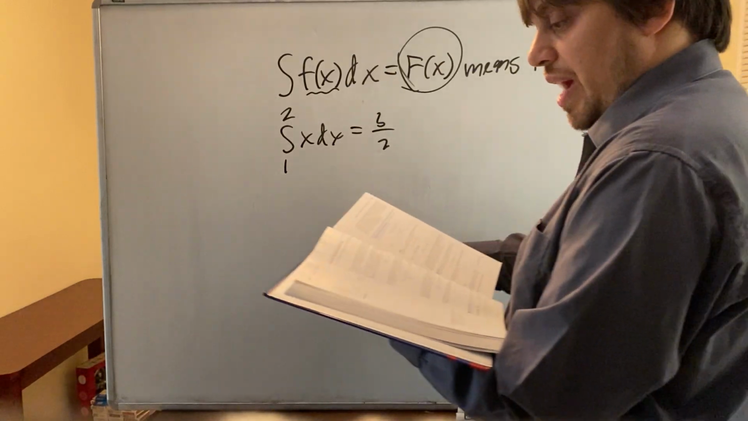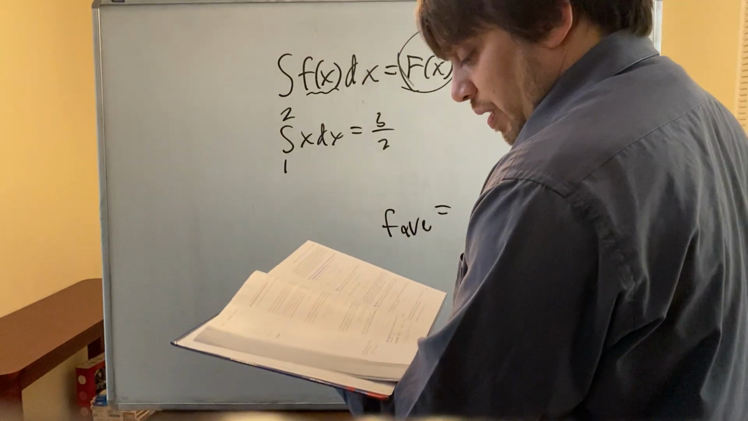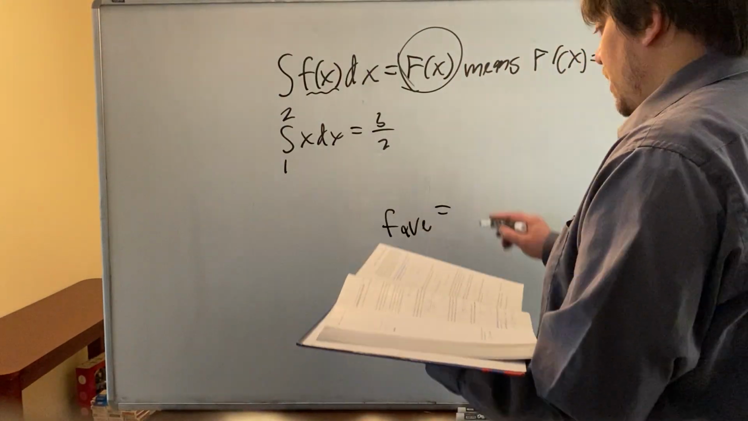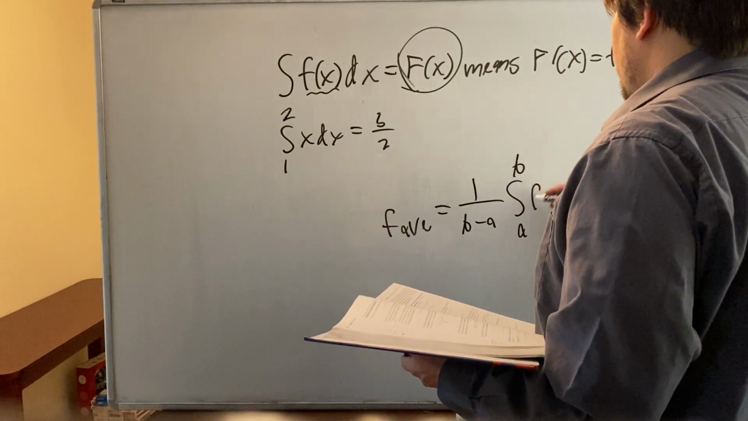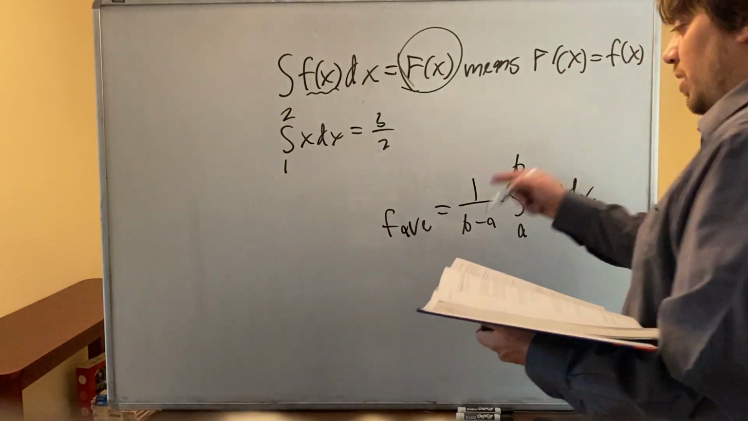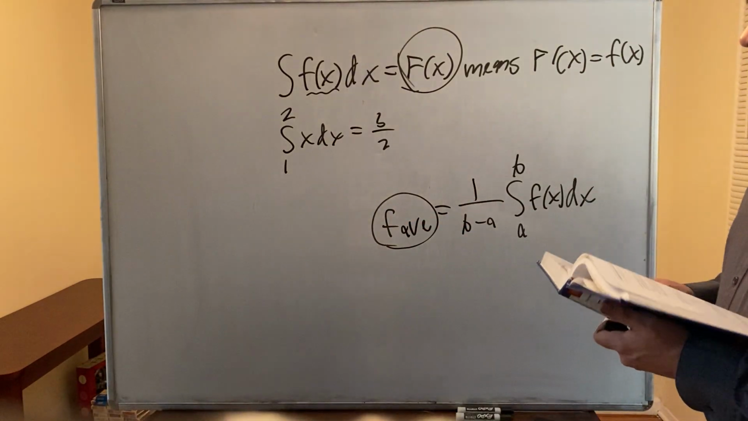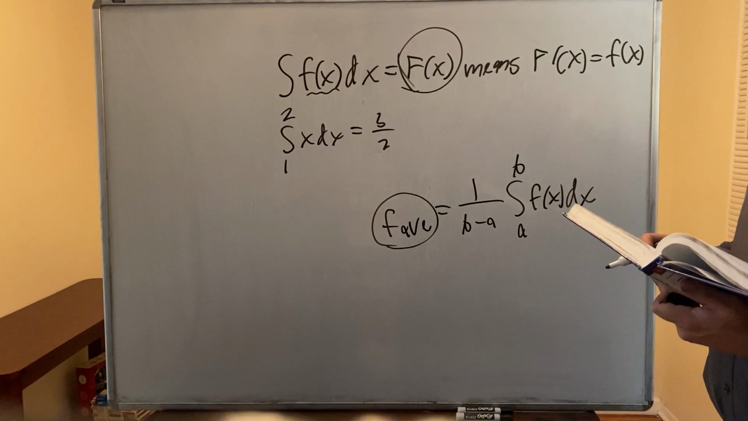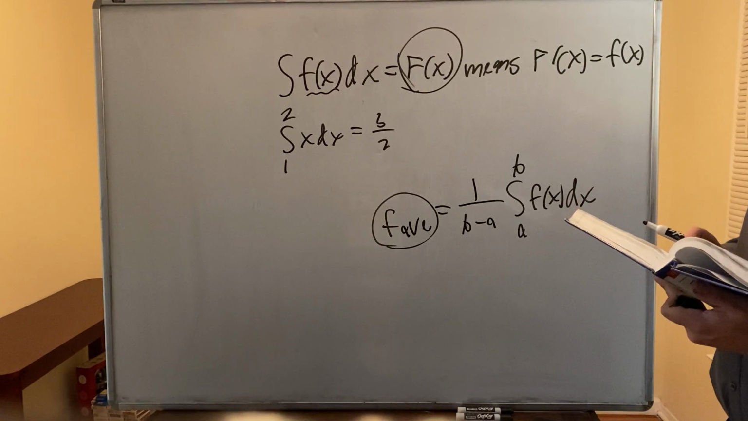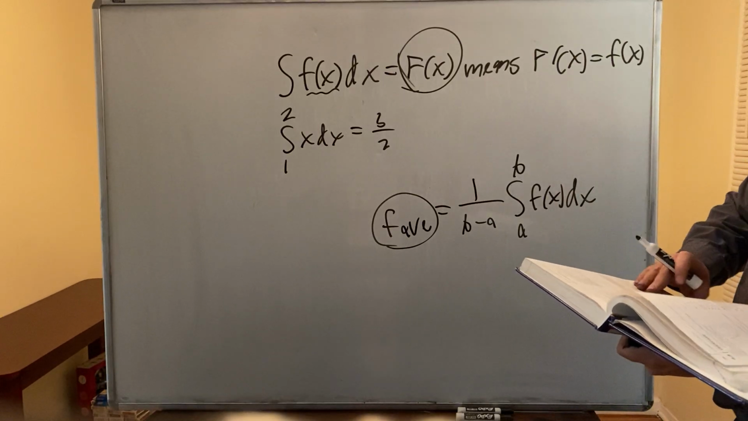There's a formula for the average value of a function on page 238. It tells you the average value of a function on an interval a, b is 1 over b minus a times the integral from a to b of little f of x dx. That's the average value of a function on a finite closed interval a, b. We have the mean value theorem for integrals on page 239. You can look at that also.